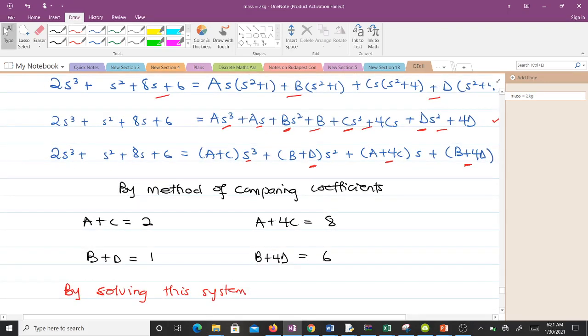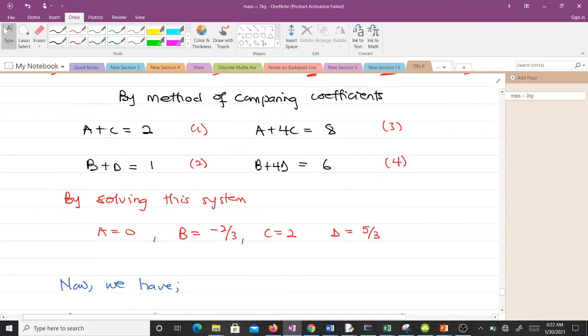So when we get here, what we do is compare the coefficients. By the method of comparing coefficients, A plus C will be equal to 2, that's equation 1. B plus D will be equal to 1, that's equation 2. A plus 4C will be equal to 8, that's equation 3. And B plus 4D will be equal to 6, that's equation 4. So now we have a system of linear equations. So you go back to your numerical analysis or your linear algebra and you solve this system of equations.